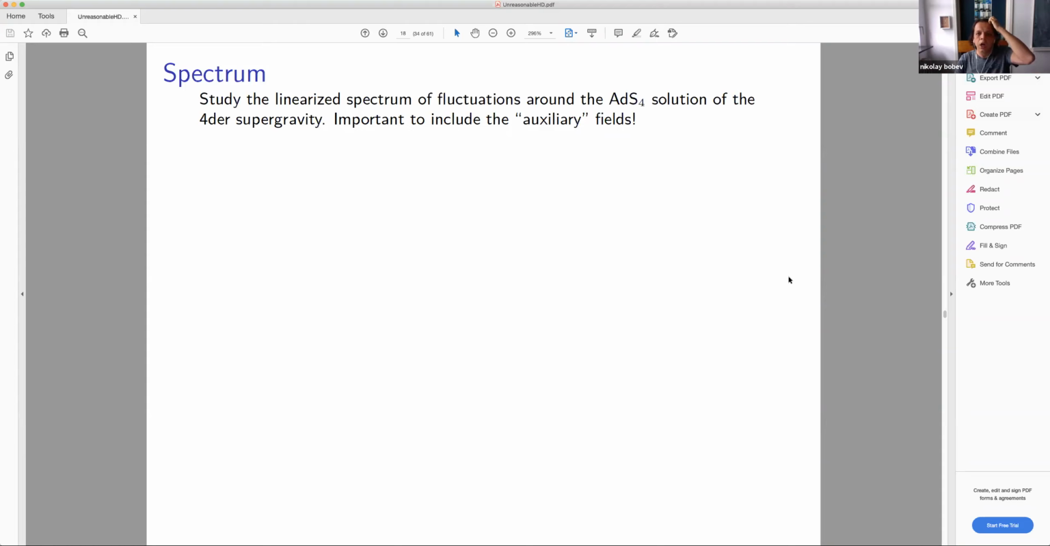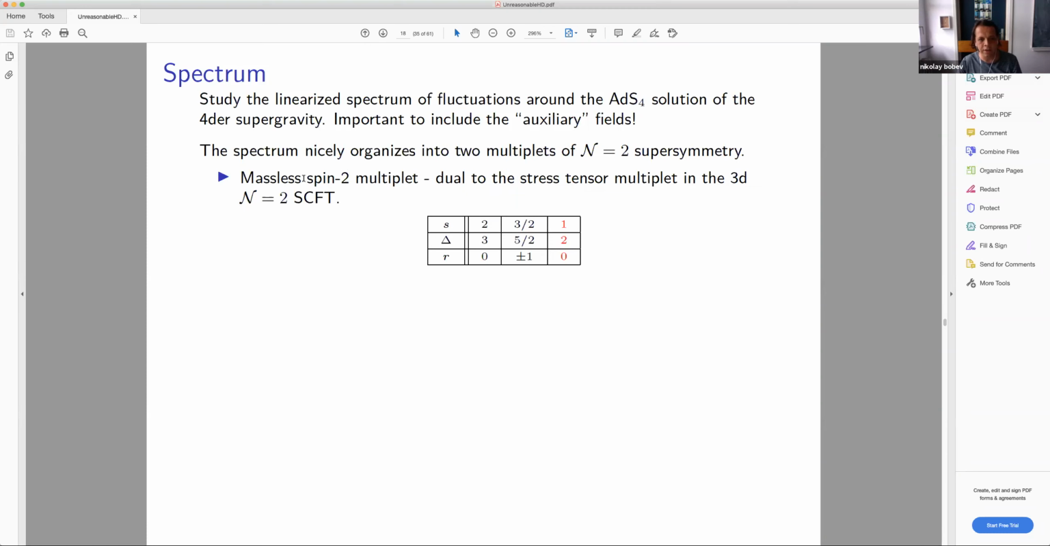Okay, so another thing that's kind of cute to study is to ask, what is the spectrum of fluctuations around AdS4? When you have Einstein-Maxwell, things are easy. Obviously you have a massless spin two multiplet, which has the metric, spin two, the gravitino, spin 3/2, and the gauge field, the graviphoton, which is spin one. I've organized this in the language of the dual 3D CFT, where these things are mapped to operators. So S is the spin of the operator, Delta is the conformal dimension, and R is the R charge. And you see here the standard 3D N=2 energy momentum multiplet.